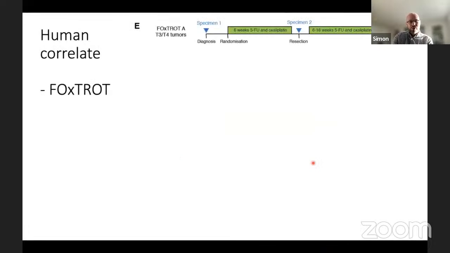And we really wanted to look for a human correlate of that. So we went to this fantastic study called the Foxtrot study. I'm sure many of you will be familiar with this. Foxtrot is a UK-funded trial to look at neoadjuvant therapy in human patients. And what happened is that they took a diagnosis biopsy and did RNA sequencing. They then gave 6 weeks of neoadjuvant therapy. This is in stage 2 and stage 3 colorectal cancers. So very unusual. They gave 6 weeks of neoadjuvant therapy and then took specimen 2 at resection off for RNA-seq.